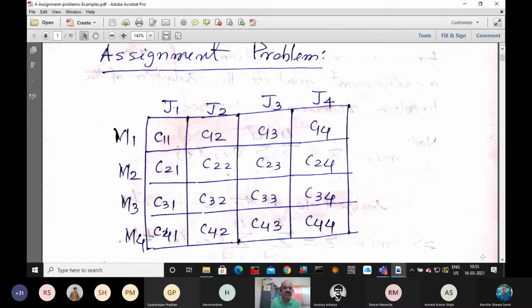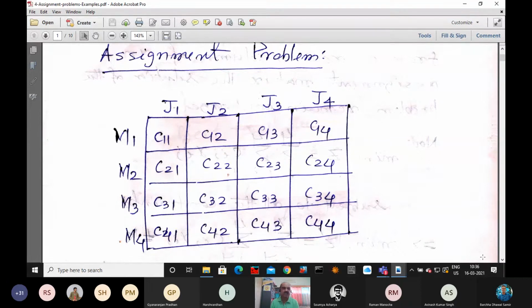Now let me assign machine 2 to job 2. I am just assigning arbitrarily because our main purpose is to minimize the total processing cost or total processing time. Machine 2 to job 2. Similarly, in the third case, machine 3 to job 3, and the last one, machine 4 to job 4. If I am arbitrarily assigning, then in the first case I am finding 4 options.